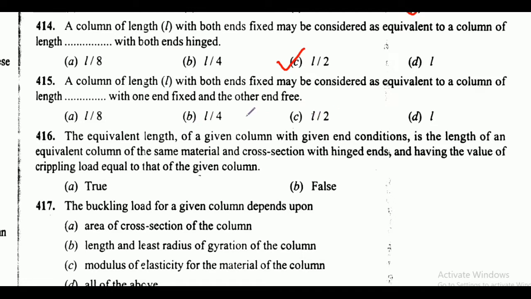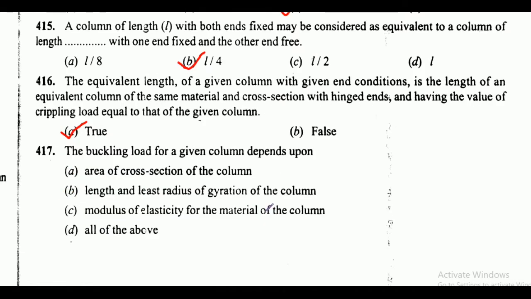So here, friends, these are the options, and here the correct answer is option B, that is L by 4. Next: the equivalent length of a given column with given end conditions is the length of an equivalent column of the same material and cross-section with hinged ends and having the value of crippling load equal to that of the given column. Options are true or false. So here the correct answer is option A, that is true.